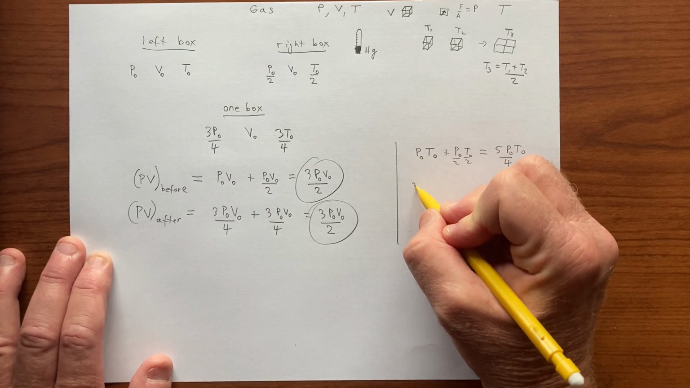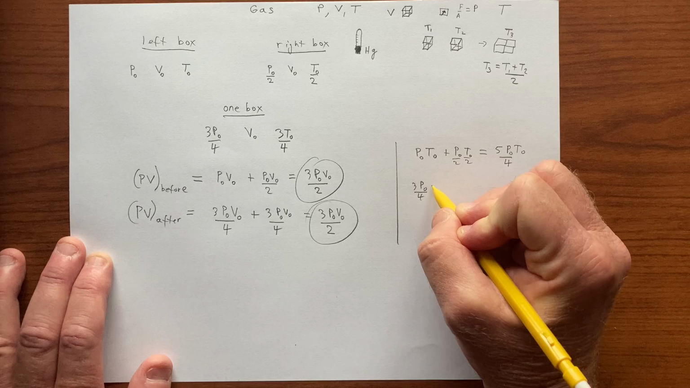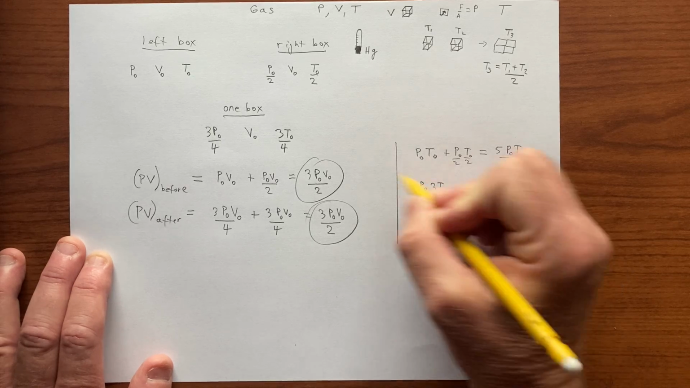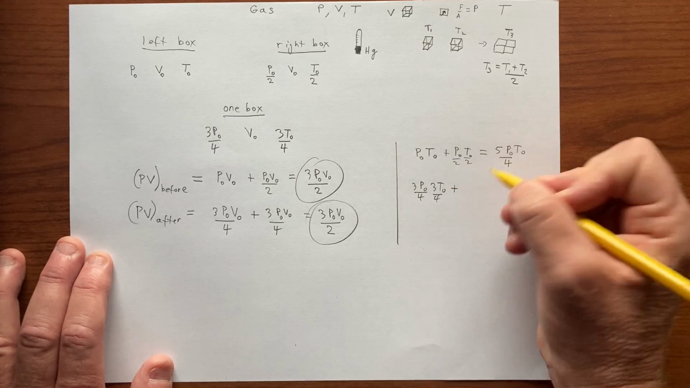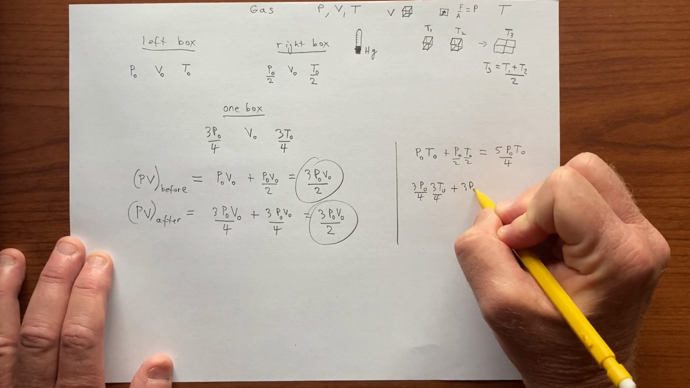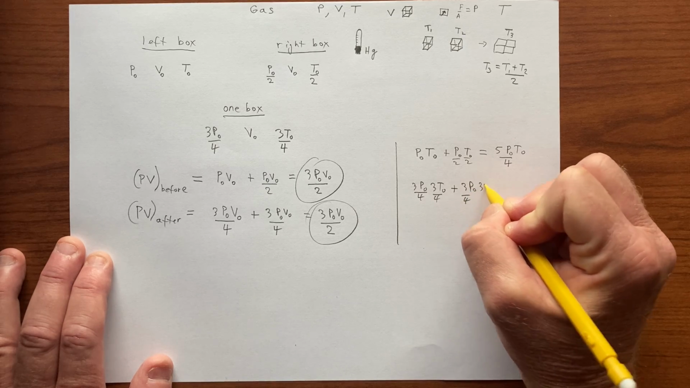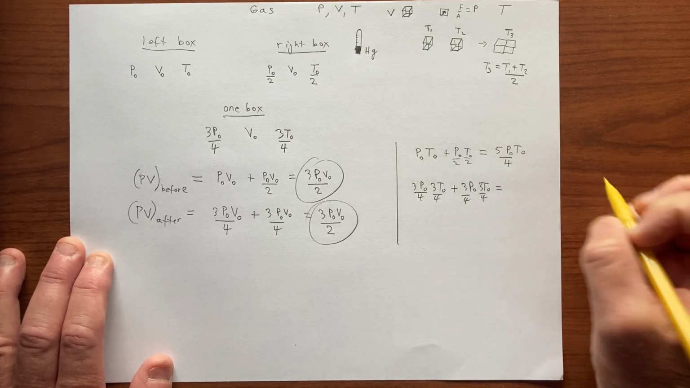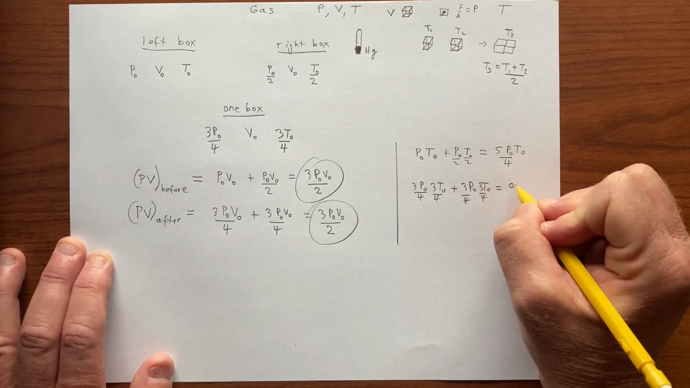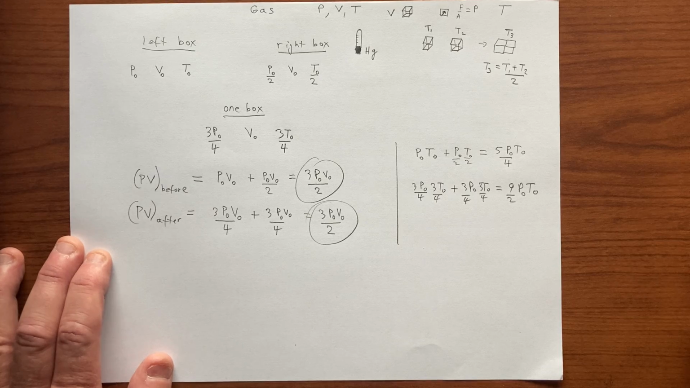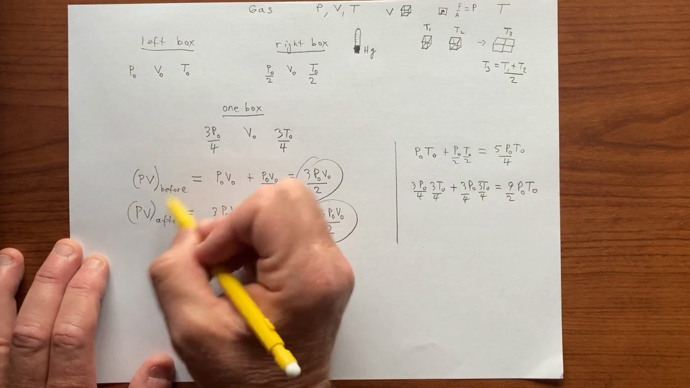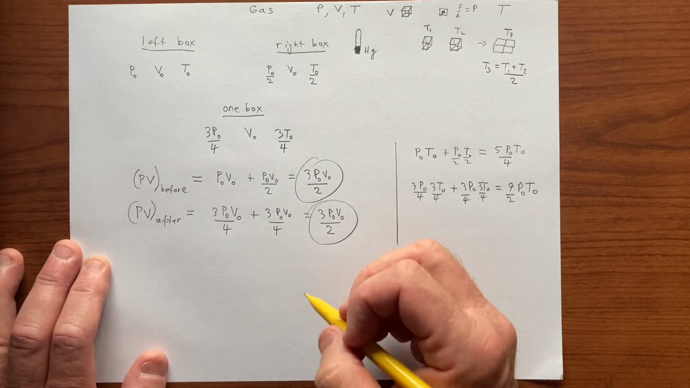For this combination, we have 3 P naught over 4, 3 T naught over 4, twice, right? We're adding them together. 3 P naught over 4, 3 T naught over 4, and that's going to equal 9 halves P naught T naught. This quantity, whatever it is, isn't conserved. So what kind of a quantity is this? Well, let's look at it dimensionally.